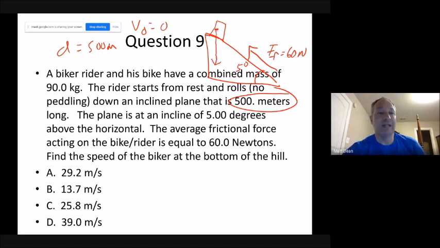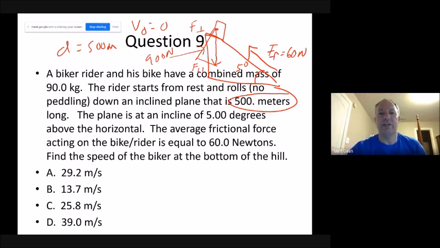The weight of this guy is going to be 90 kilograms times g, times 10 meters per second squared. So this is going to be 900 newtons is the guy's weight. We need to resolve this weight into components. We need to resolve it into a component that's perpendicular to the plane, like so, and a component that's parallel to the plane, like so. We're going to call this the parallel component, and this one up here the perpendicular component.